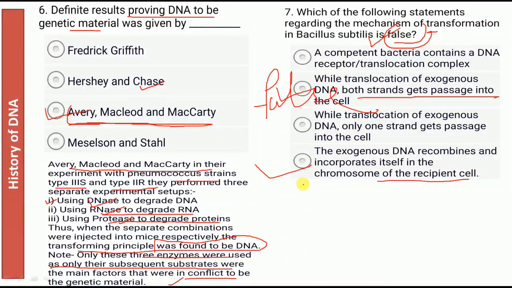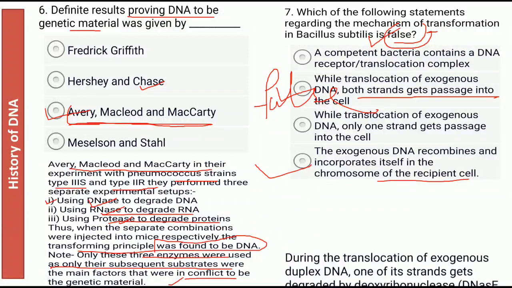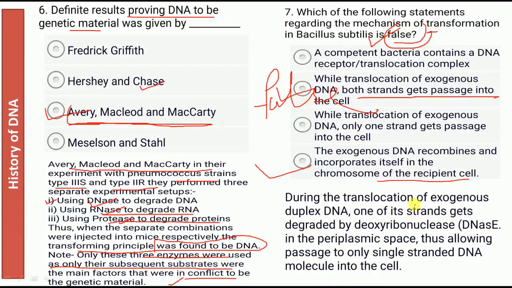Now moving on to a brief explanation about how we selected this. What happens in translocation? Translocation of exogenous duplex DNA. We all know that it is DNA, it is duplex, two strands are there. One of its strands gets degraded by deoxyribonuclease, that is the DNase, in the periplasmic space, thus allowing passage to only one single stranded DNA molecule into the cell. So, I hope you are clear with how the translocation takes place.